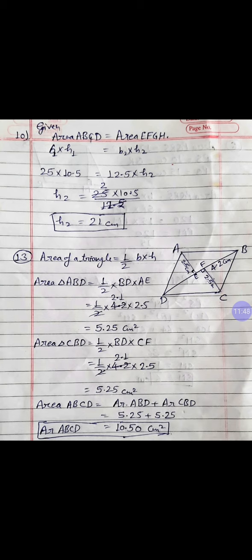Let's understand that the area of a triangle is half into base into height. That means the area of a triangle is half of the base into height, that means half of the parallelogram. Okay, so area of triangle ABD will be equal to half into BD into AE. So BD is given 4.2 and AE is given 2.5. So we will solve this. We will get 5.25 centimeter square.